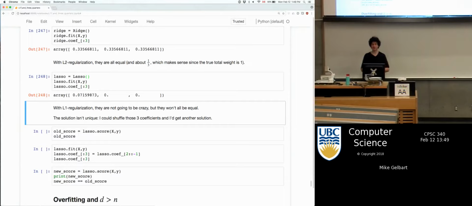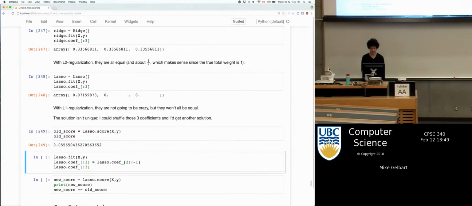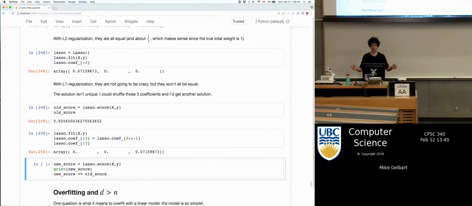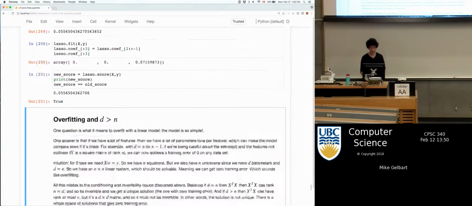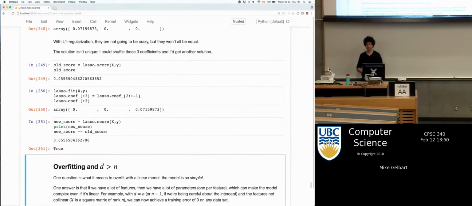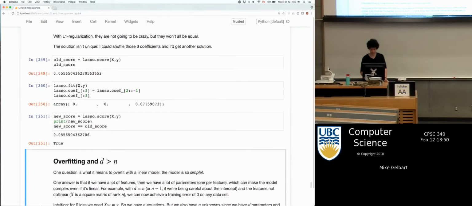So that's why we said in class with L2 regularization, the solution is unique, and with L1 regularization, the solution is not unique. And indeed, I can compute the accuracy, and I can reverse those 3 coefficients, so put the non-zero one somewhere else, and compute the accuracy again, and it's the same. So I'm just showing the loss didn't change when I changed the coefficients, which is another way of saying the solution's not unique, because these are all solutions. They minimize the loss. Okay.